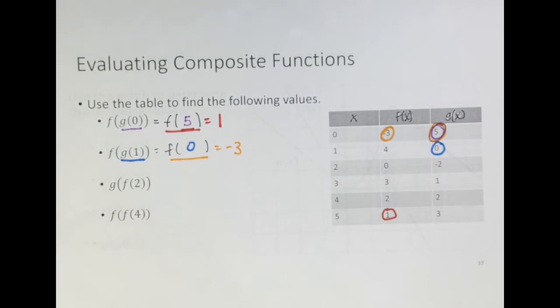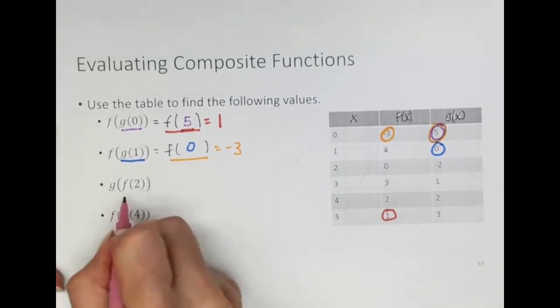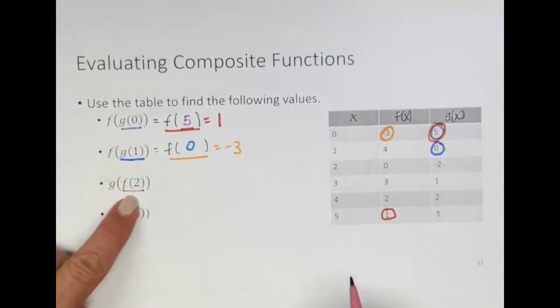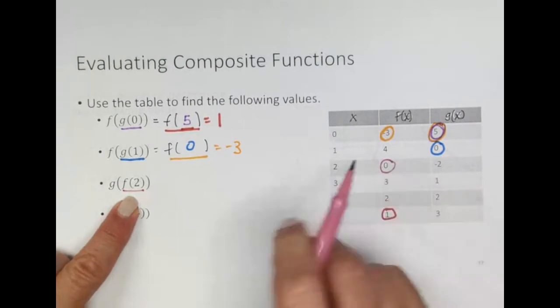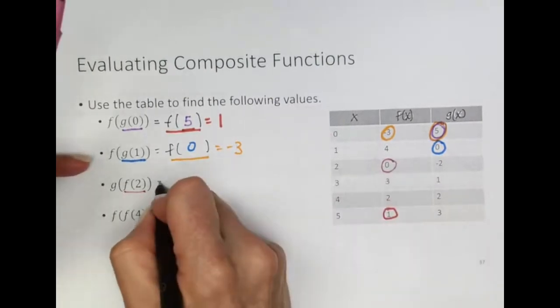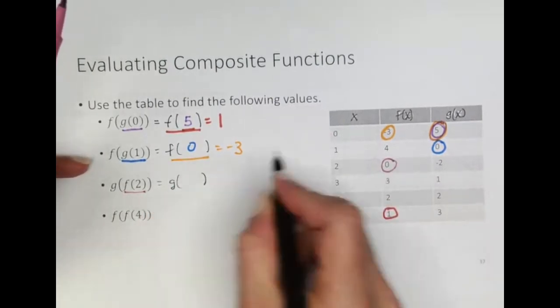Woo, it's confusing. Okay, g of f of 2, we need f of 2 first. Let's see if we can find f of 2. Well, there's where x is 2. What is f when x is 2? It's 0. Okay, so g of f of 2 is going to be g of 0.